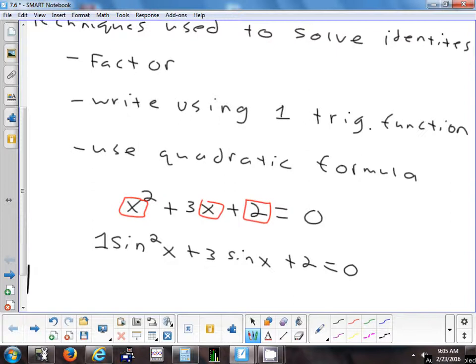In this top equation, when you use the quadratic formula, what are you solving for? Yes, you're solving for x. You're solving for what's right there. So in this bottom equation, what do you think you're solving for? Sine x. When we use the quadratic formula, it's not going to give us x, it's going to give us sine x. So we have to think what the last step would be to get rid of sine. We did that before: inverse sine.